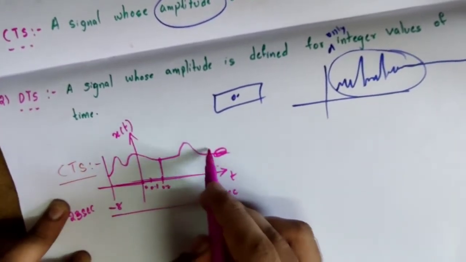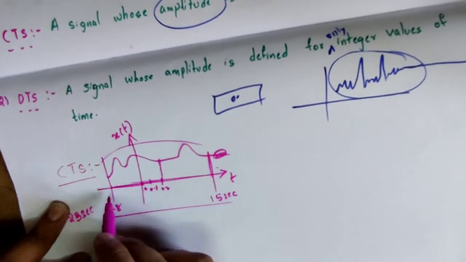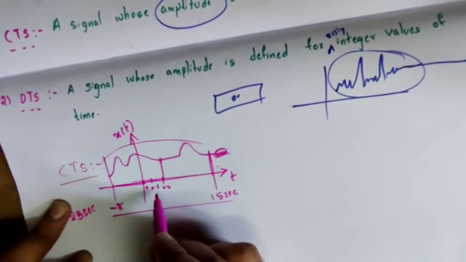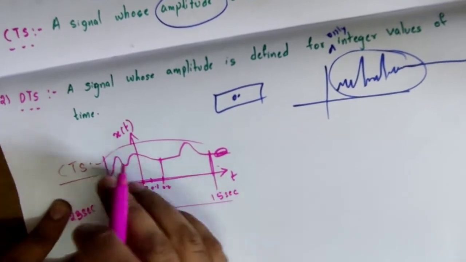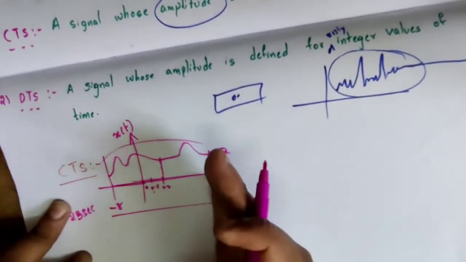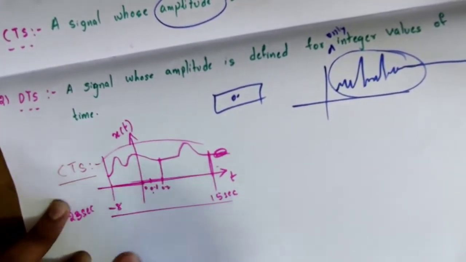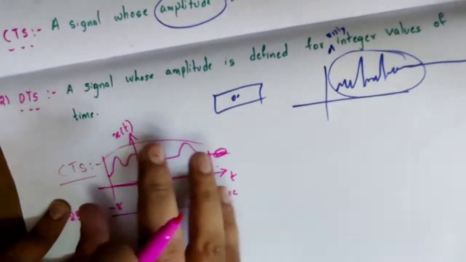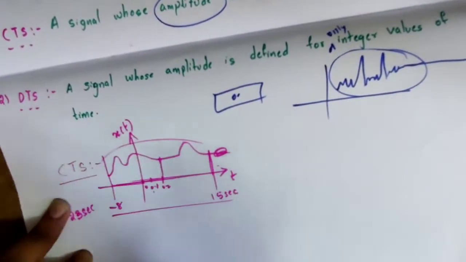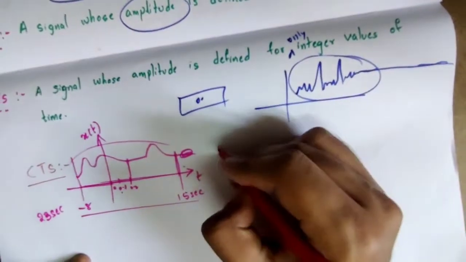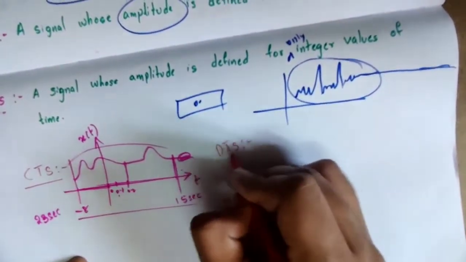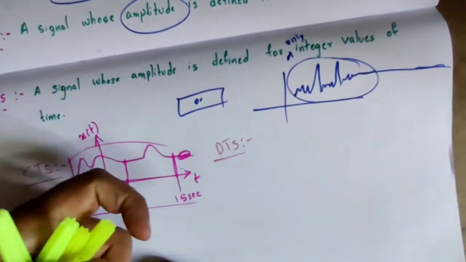So a signal which has an amplitude for all the intervals of time. At 0.1 it would be there, at 0.2 there would be some amplitude. In this way, a signal whose amplitude is defined for each and every instant of time in the given interval is known as a continuous time signal. Now let us see what is known as a discrete time signal. After knowing this, you get much clarity.